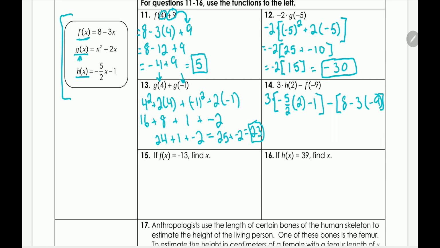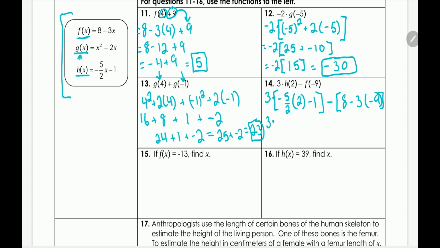So we have to focus on what's inside of the brackets first. So we have 3 times, bracket, negative 5 over 2 multiplied by 2. Well, that's the same thing as, or these 2's cancel because one's on top, one's on bottom. We're left with negative 5 minus 1, minus 8 plus 27, because negative 3 multiplied by negative 9 gives us a positive 27.